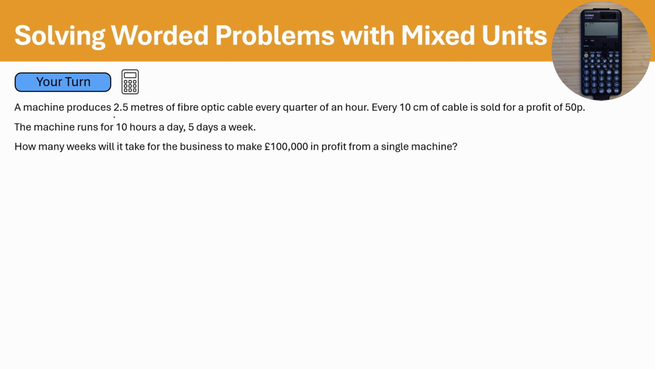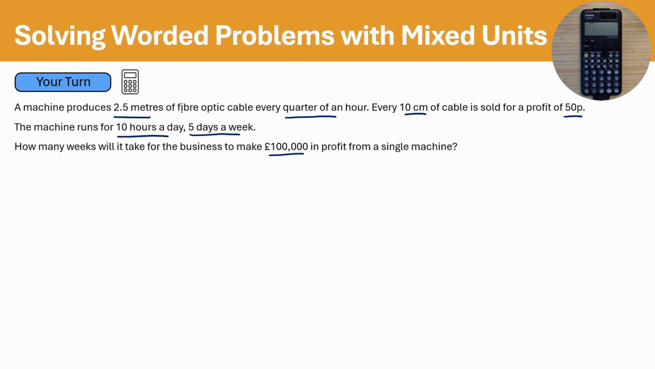A machine produces 2.5 meters of fiber optic cable every quarter of an hour. Every 10 centimeters of cable is sold for a profit of 50 pence. The machine runs for 10 hours a day, 5 days a week. How many weeks will it take for the business to make £100,000 in profit from a single machine? So lots going on in this question.